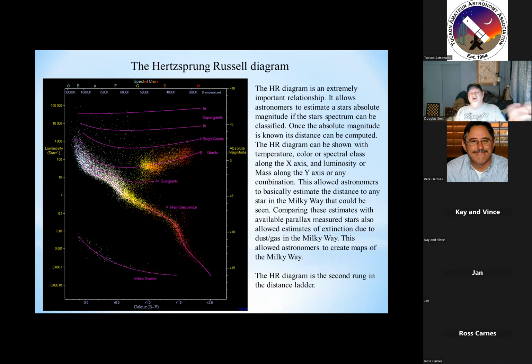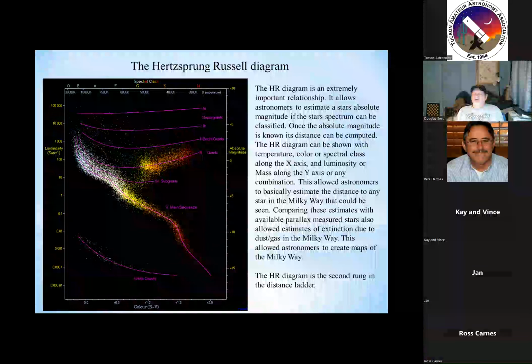And if you look at this diagram, you can see that basically for the stars, there is a very tight relationship, not quite linear, but almost, between spectral classification, or color, if you like, or temperature, if you like, on the x-axis, versus luminosity going up and down the y-axis, which relates to absolute magnitude.